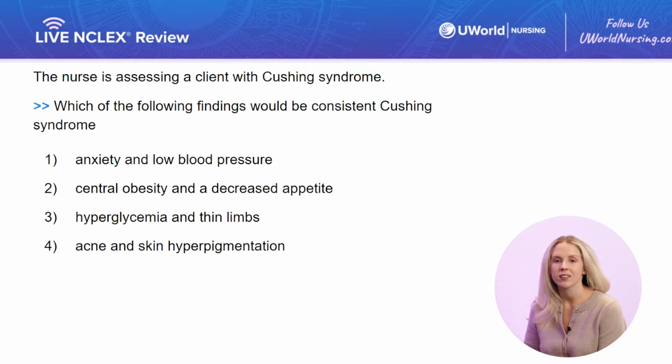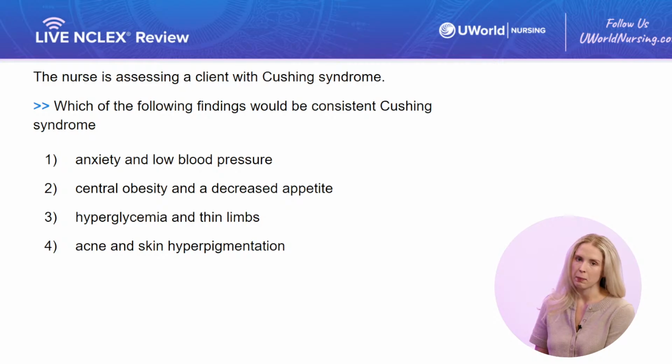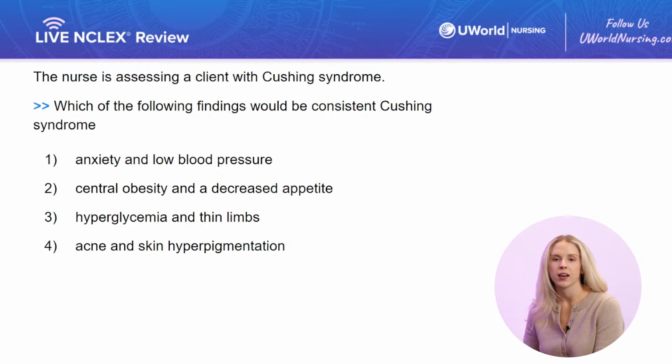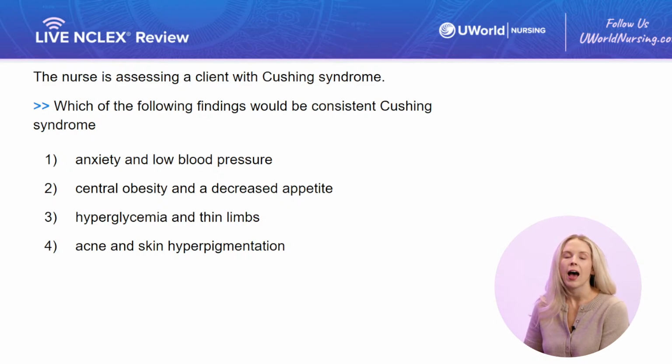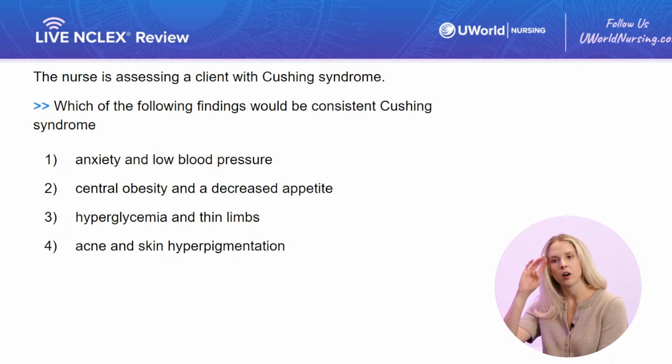Is it 1, anxiety and low blood pressure, 2, central obesity and a decreased appetite, 3, hyperglycemia and thin limbs, or 4, acne and skin hyperpigmentation? Drop those answers in the chat. Let us know what you all are thinking.